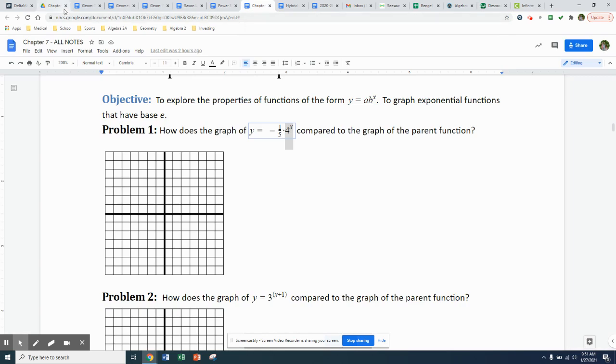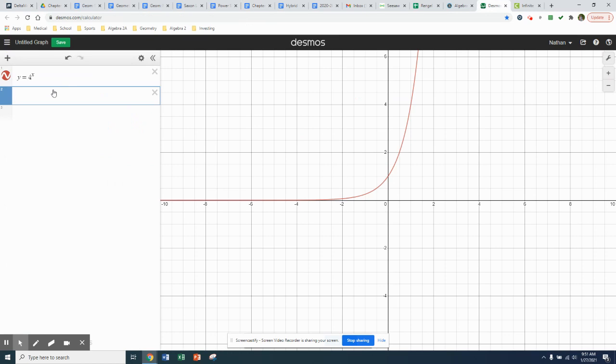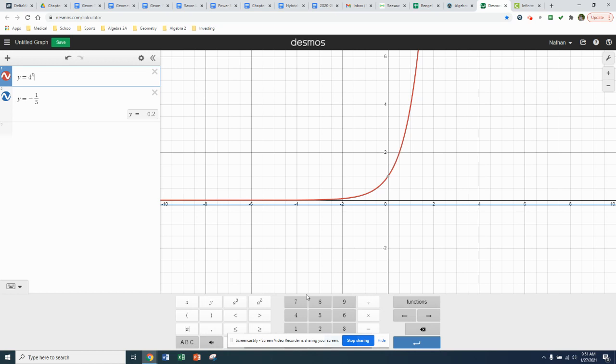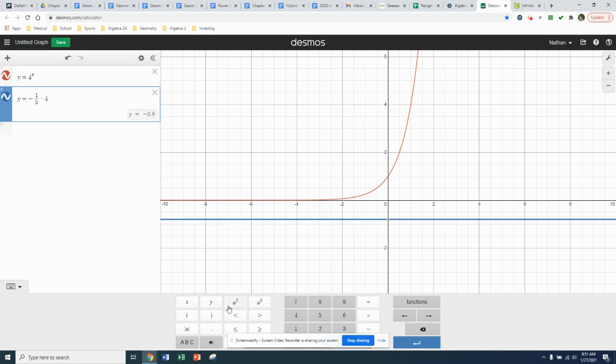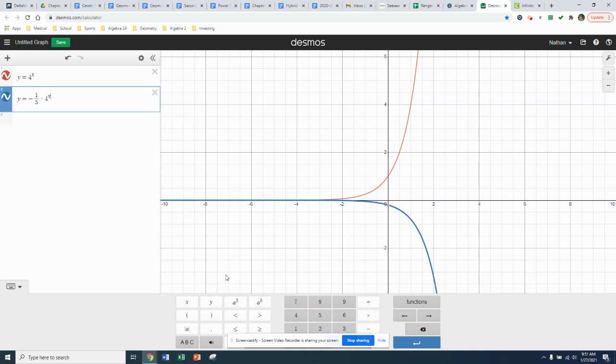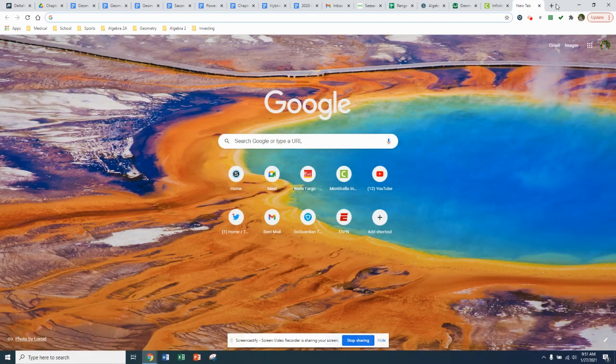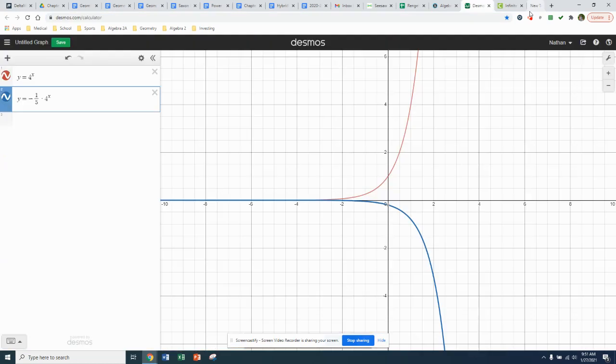So we'll put a -1/5 out in front, and we'll start to look at what that does to our graph. So we'll hit y equals -1/5, times 4, and then we'll raise that to the x power. And just looking at how does that compare to my original.